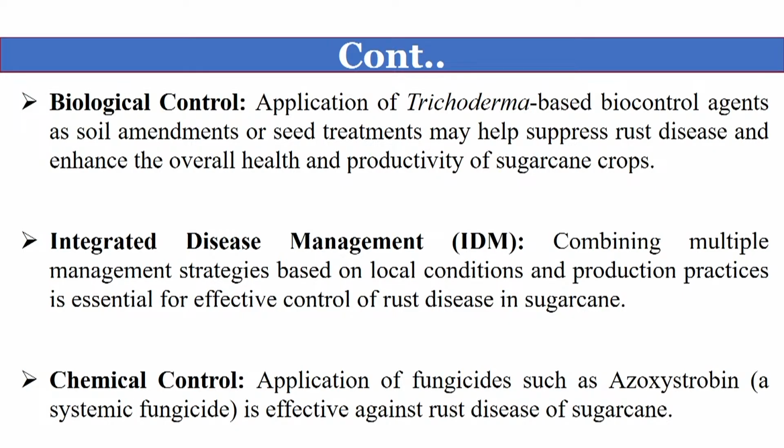Next point is integrated disease management, by means of a combination of multiple management strategies. You can use many practices which can control the rust disease in sugarcane, and you can also apply fungicides such as azoxystrobin and other systemic fungicides, which are important against this disease.